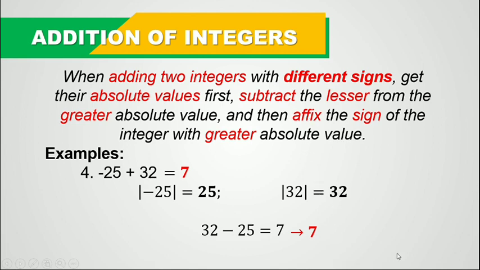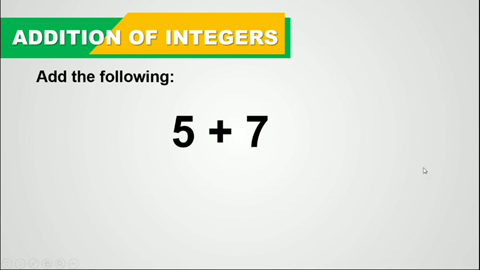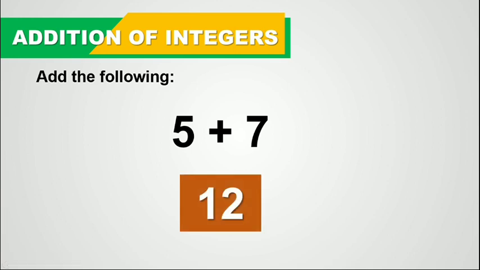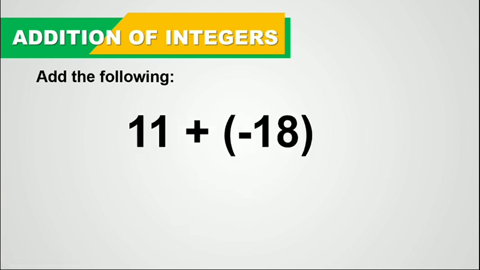Now let's have this exercises. So let's have some drills. So let's add the following integers. So 5 plus 7, it's 12. How about this? 11 plus negative 18. What is your answer? It's negative 7.